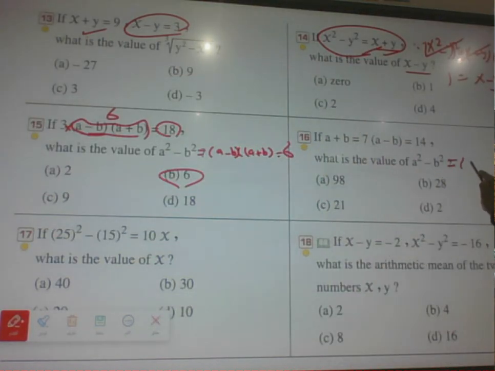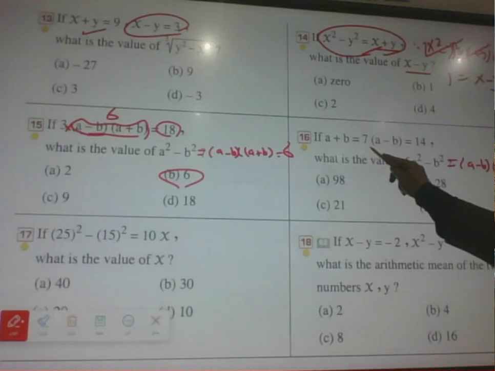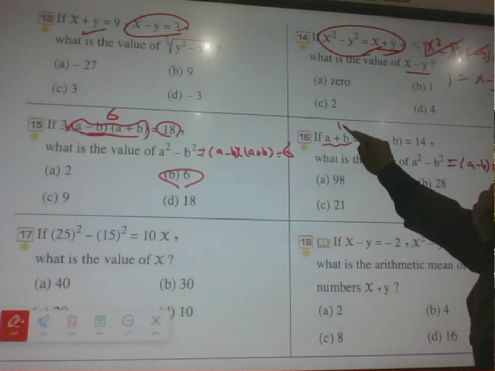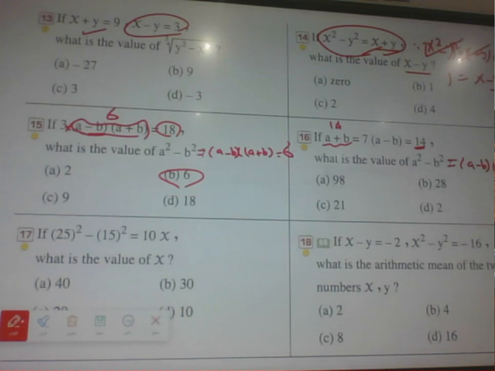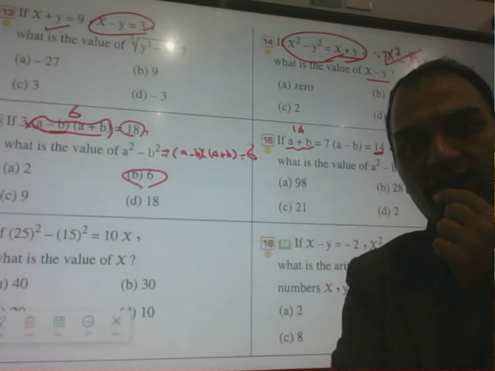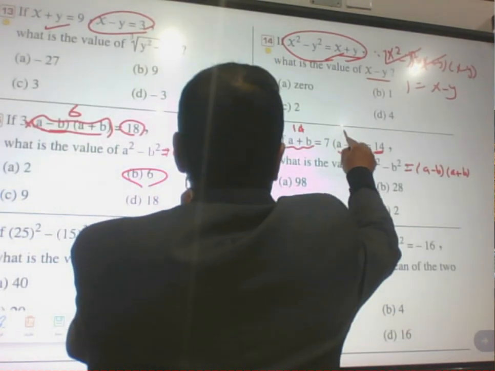We can write this expression in the simplest form by factorization: a minus b times a plus b. Now, he gives me this information: a plus b equals 14 here. And 7 times what equals 14? 7 times 2. That means the value of a minus b equals 2.